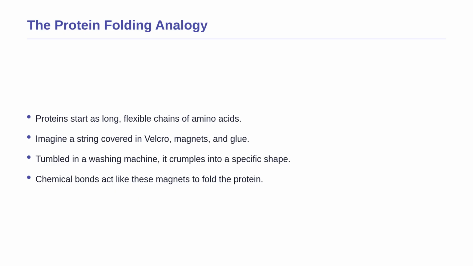This is exactly what happens to a protein molecule inside your cells. It starts as a long, flexible chain of building blocks called amino acids. But to do its job, it must fold into a precise shape, guided by chemical bonds acting just like those magnets and Velcro.